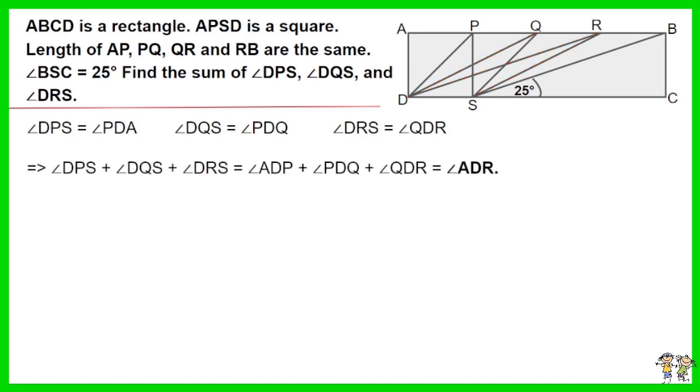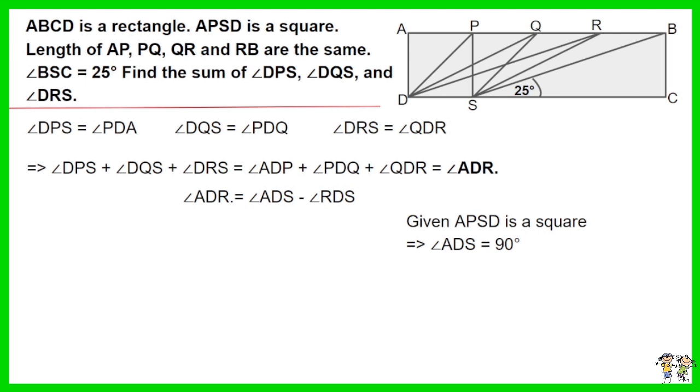As such, the sum of angle DPS, angle DQS and angle DRS equals the sum of angle ADP, angle PDQ and angle QDR, which equals angle ADR. Angle ADR is equal to angle ADS minus angle RDS. Given APSD is a square, thus angle ADS equals 90 degrees. As such, angle ADR equals 90 degrees minus angle RDS.